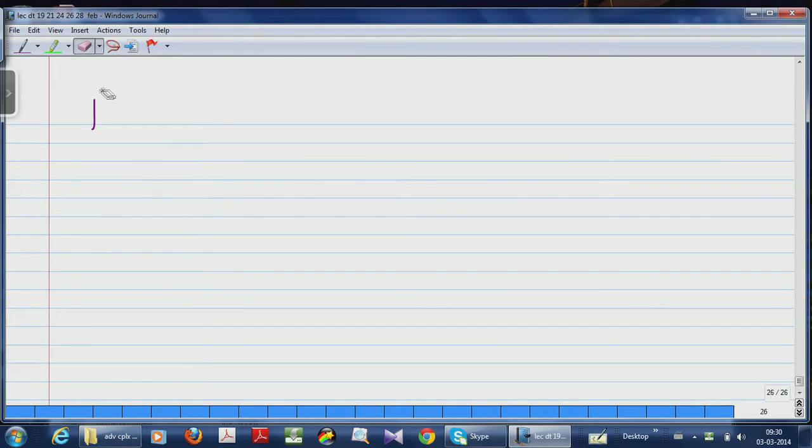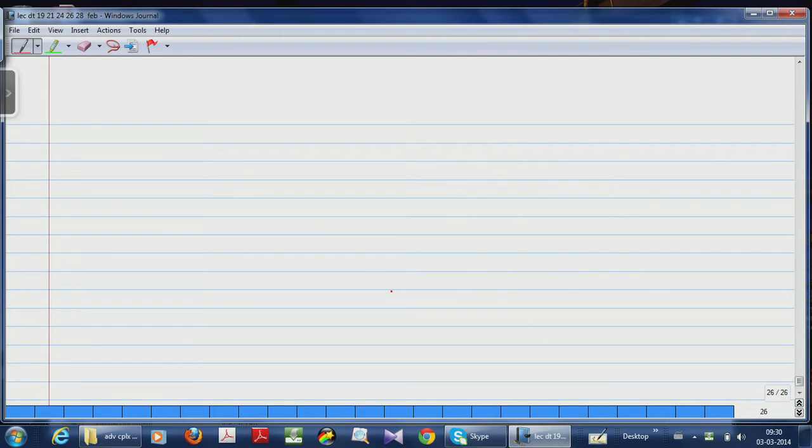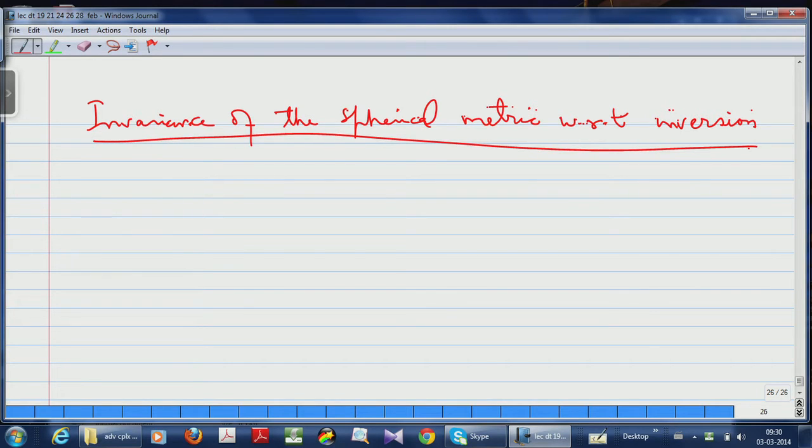Okay, so let me start with the invariance of the spherical metric with respect to inversion. Let's again recall. Maybe I'll use a different color. Invariance of the spherical metric with respect to inversion. This is a very important fact. So here is what I'm going to say.